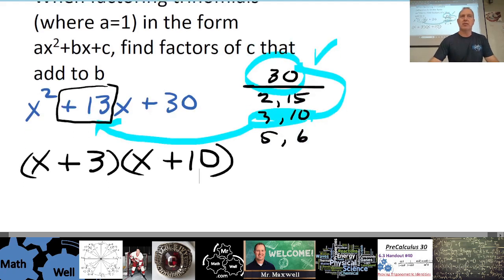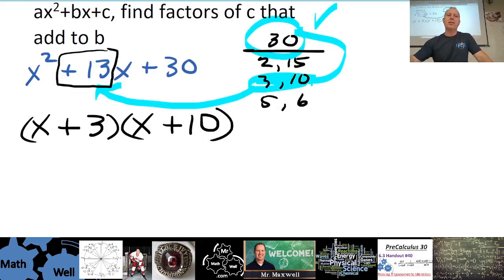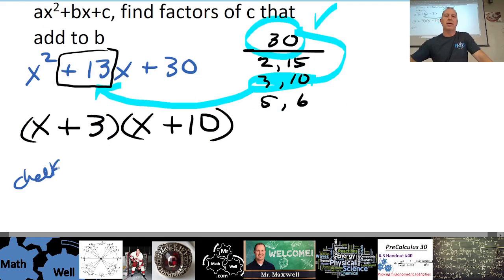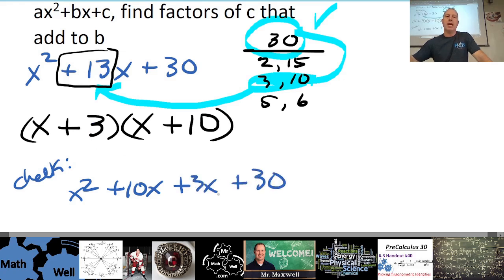Now, I'm going to check this. We have to check this. You always have to check. So the check is going to look like this, really easy. X times x is x squared. FOIL method, outside x times 10 is plus 10x. 3 times x is plus 3x. 3 times 10 is plus 30. X squared, add like terms, plus 13x plus 30.